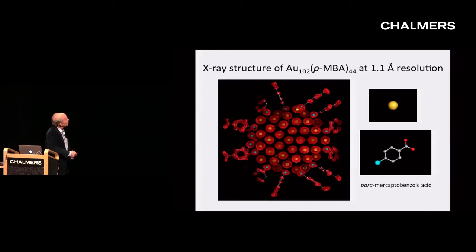Model building was easy because of the quality of the electron density map. We could immediately identify the locations of carbon in white, oxygen in red, sulfur atoms shown here in blue, and the gold atoms in gold color. We could count the structure contains 102 gold atoms. It also contains 44 of the ligands, which are in this case paramercapto benzoic acid, or carboxylic acid.